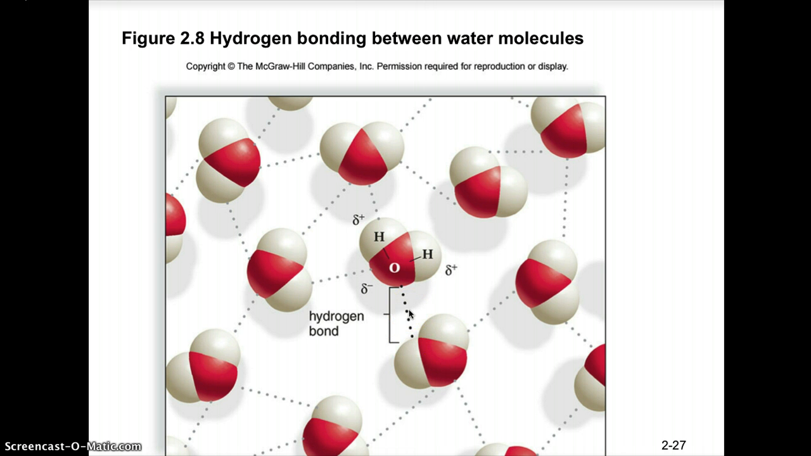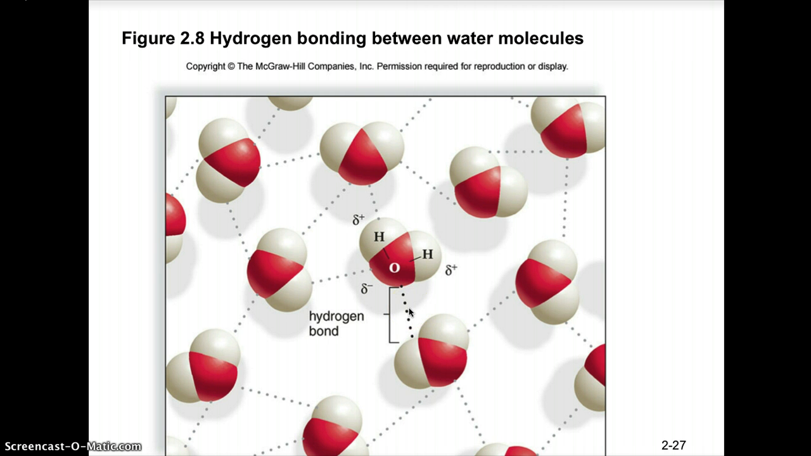Now, the hydrogen bond is a weaker bond than ionic bonds. So this allows the bonds to constantly be breaking and reforming, and you can picture that as water molecules flow. They're constantly being broken and reformed. So that is a hydrogen bond, and that is the force of attraction that would hold water molecules together.